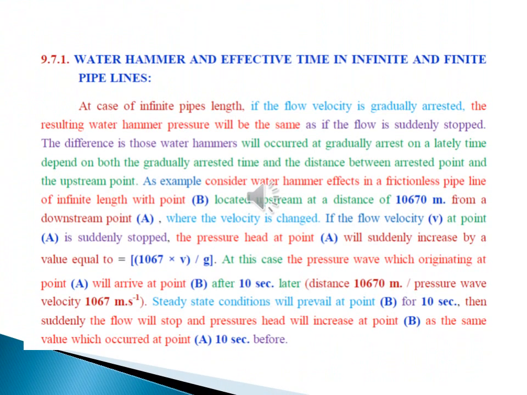Water hammer and effective time in infinite and finite pipelines. My dear, in the case of an infinite pipeline, if the flow velocity is gradually arrested, the resulting water hammer pressure will be the same as if the flow is suddenly stopped. The difference is that the water hammer will occur at a gradual arrest over a little time, depending on both the gradual arrest time and the distance between the arrest point and another upstream point.